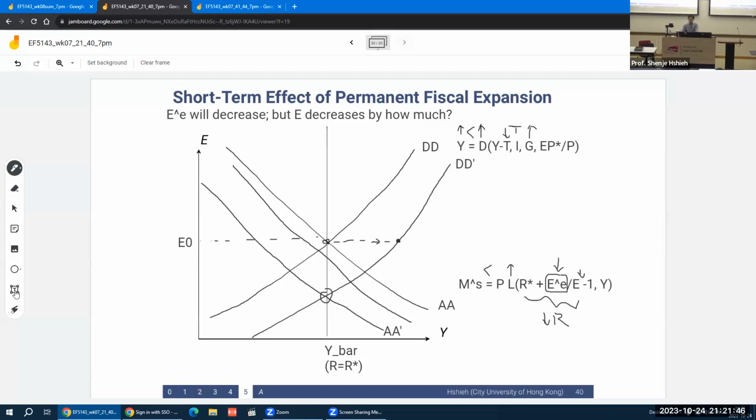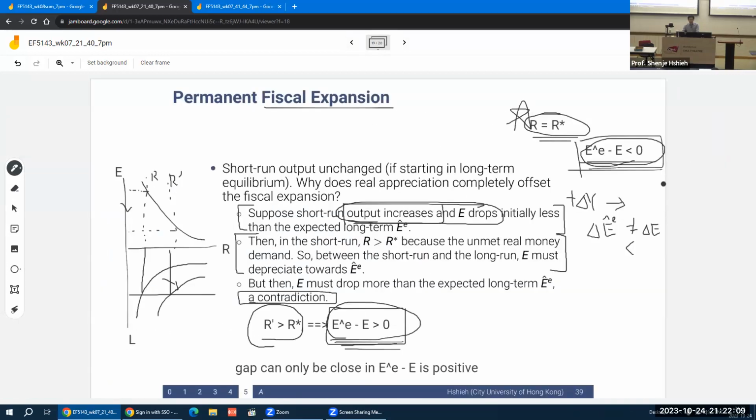But we're saying, well, maybe E doesn't change that much, right? Maybe it's somewhere here, right? So there's in fact a positive output. Do you agree that this gap here is a positive output, right? So the only way there's a gap is if E doesn't change as much as E hat E, right? Exactly what I stated here.